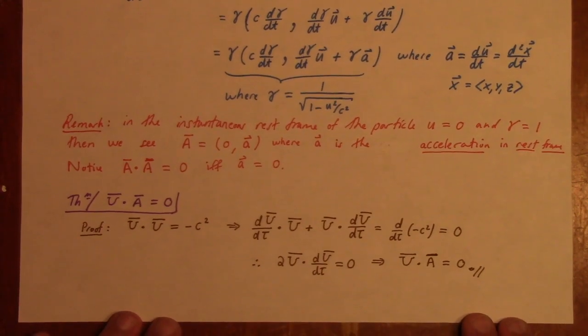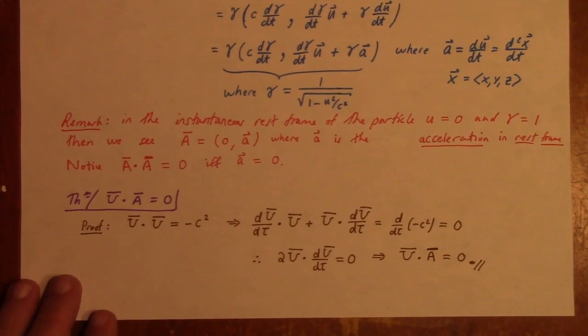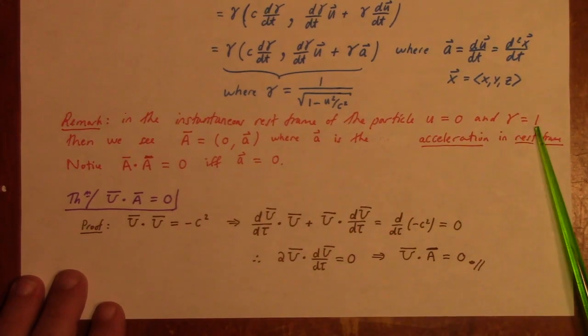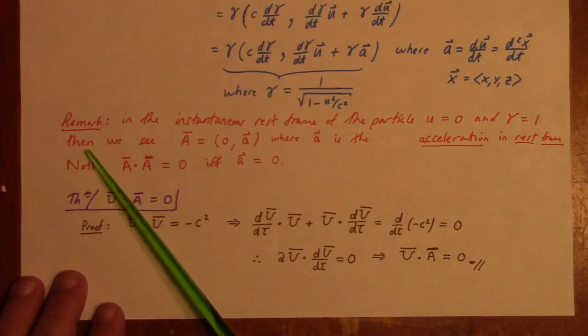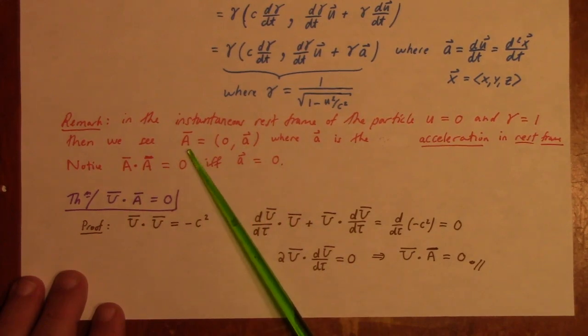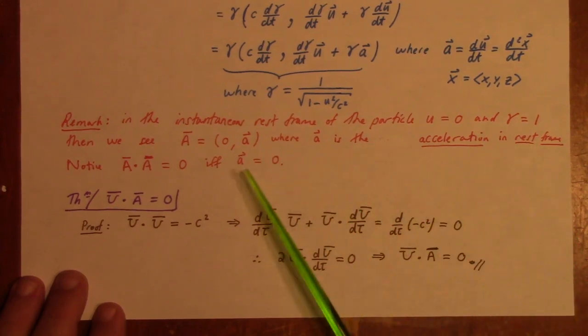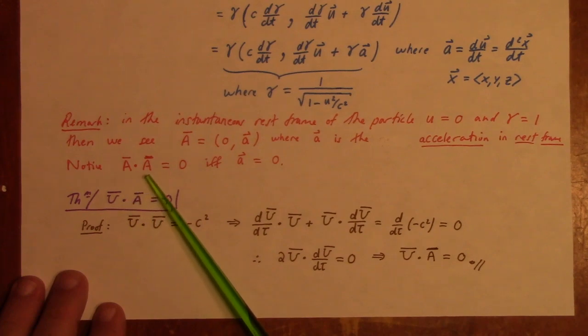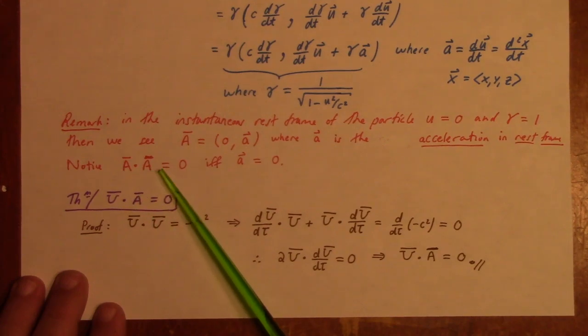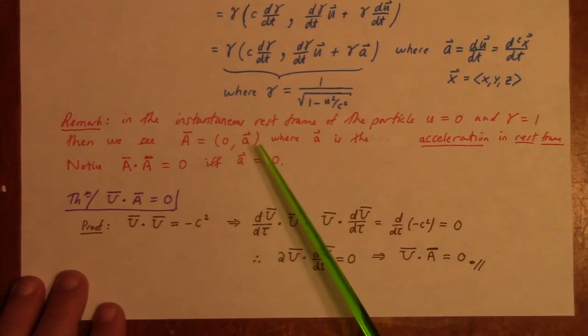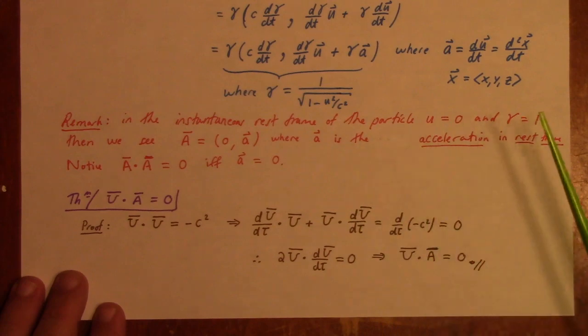Now, I should mention the instantaneous rest frame of the particle has u equals 0, which means gamma is equal to 1. So if you look at that, you see that a bar, the 4 acceleration, is just 0, a, where a is the plain old acceleration in the rest frame. And you can notice that the invariant interval, the square of the 4 acceleration, a bar dot a bar, is equal to 0 only if a, the ordinary acceleration that it experiences in its own rest frame, is equal to 0.